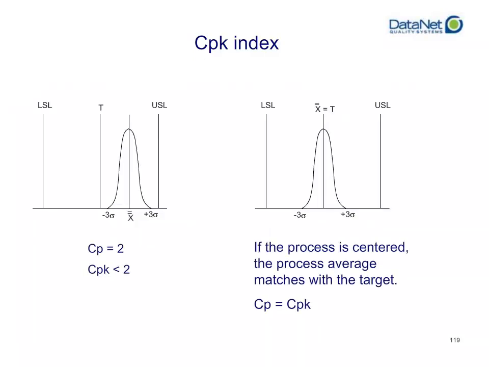So the slide on the left is the exact same histogram we saw a couple of slides ago, where the CP equaled 2. However, CPK, because we are off-center, is far less than 2. In this case, we are not capable, or not very capable.